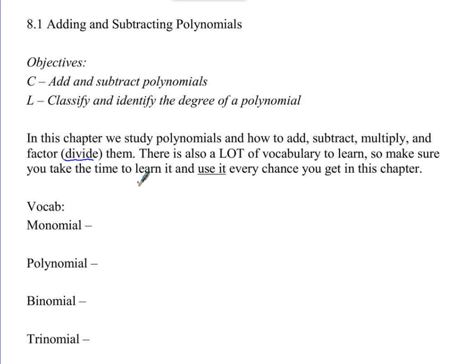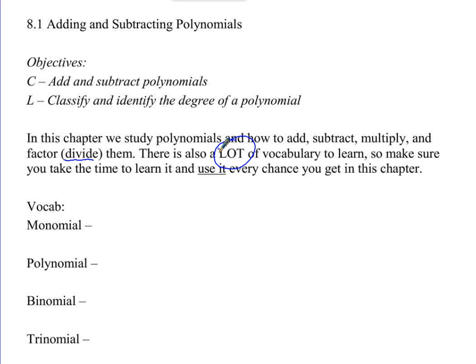There's also a lot of vocabulary to learn, even some vocabulary words that aren't listed on the front page of your note packet that you'll have to learn. If it's a vocab word, make sure you know how to use it, and use it whenever you can.